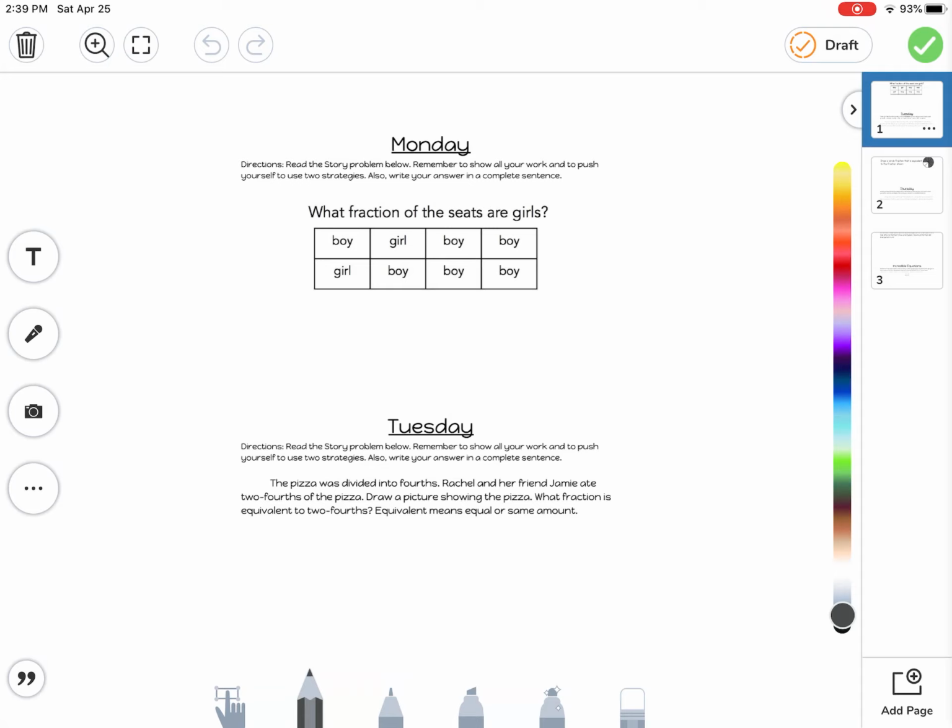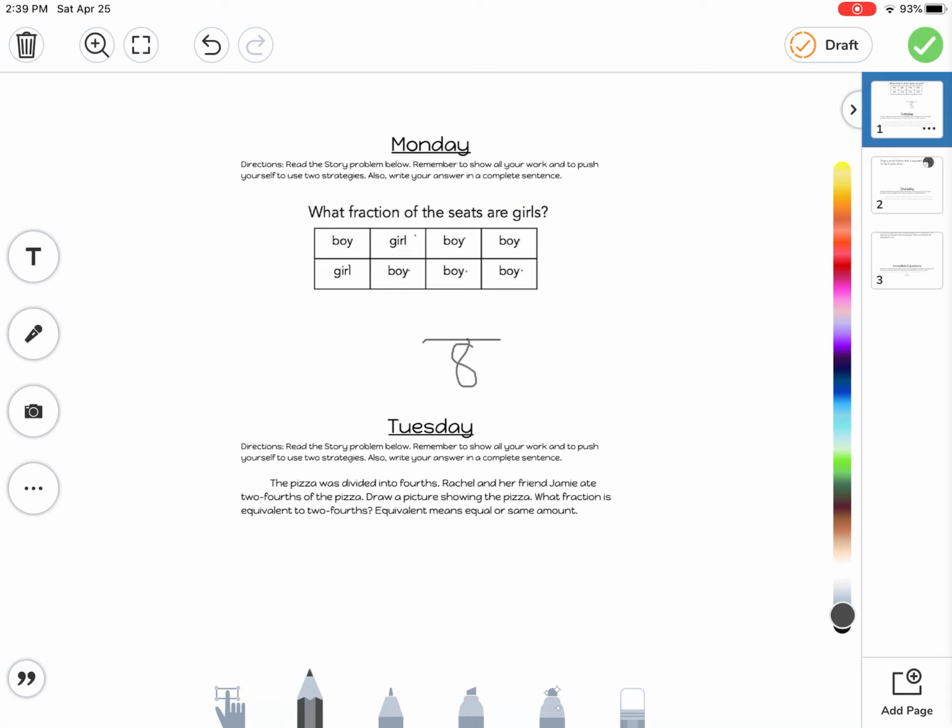Well, when we're talking about fractions, we know that we're talking about our numerators and our denominators, and that our denominator is the whole amount. So I'm going to draw my fraction line, and I'm going to count what the whole amount is. So I'm going to say I have 1, 2, 3, 4, 5, 6, 7, 8 seats all together.